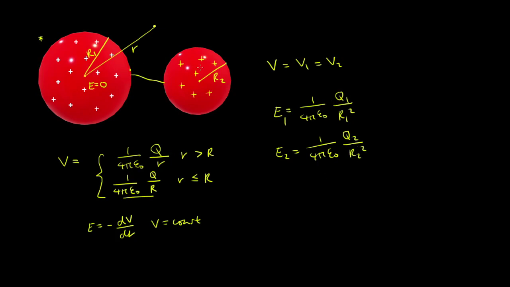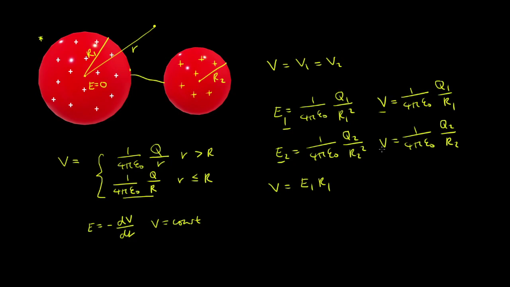And given that both spheres are equipotentials, so they're at equal potentials, so for sphere 1, we can write V equals 1 over 4 pi epsilon naught by q1 on R1, and similarly for sphere 2, we have a similar result with a different charge magnitude and a different radius. So from these two equations, we can see that the electric potential is equal to E1 by R1, and from these two equations, we have the electric potential is E2 by R2. So therefore, E2 is equal to R1 on R2 by E1.